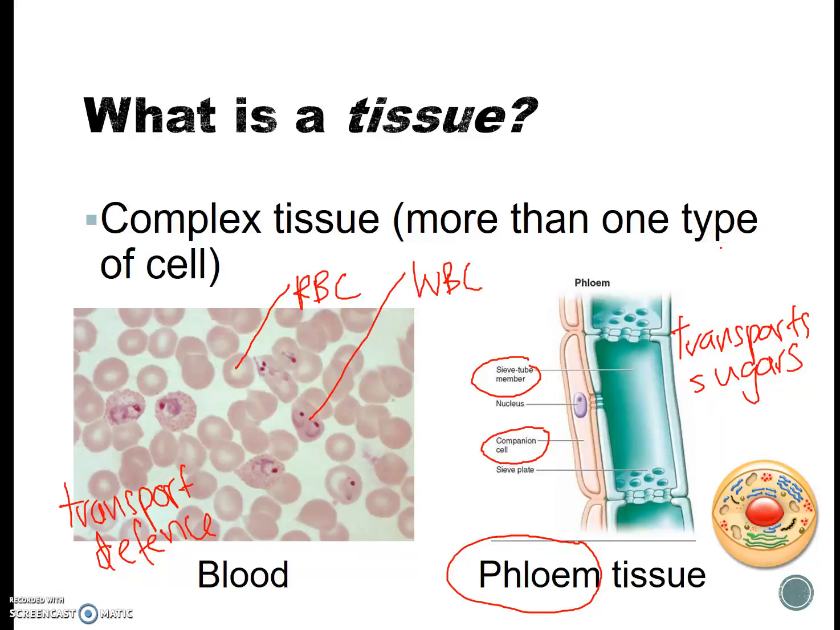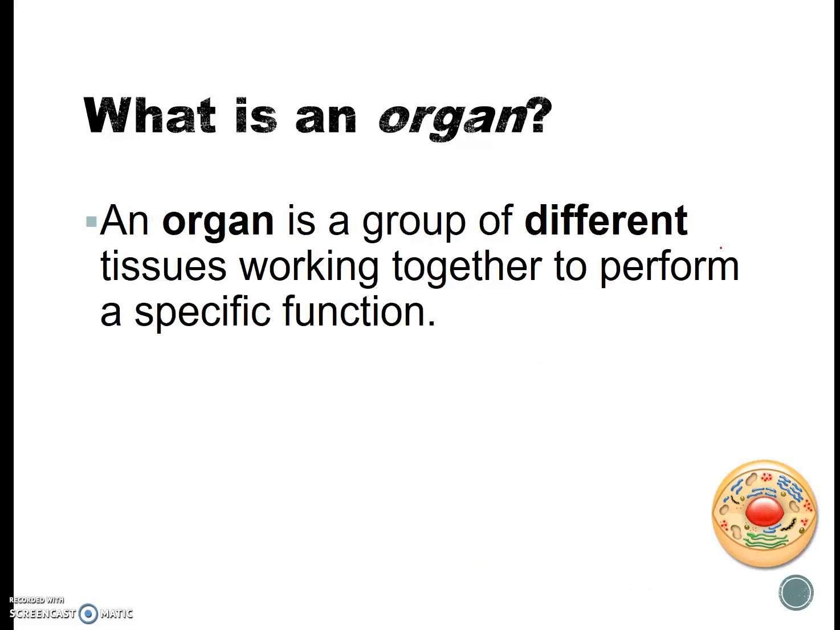So after tissue, what do we have? You have organs. So what's an organ? An organ is a group of different tissues that work together to perform a specific function. So different tissues performing a specific function together.